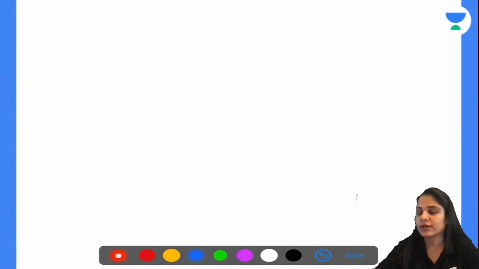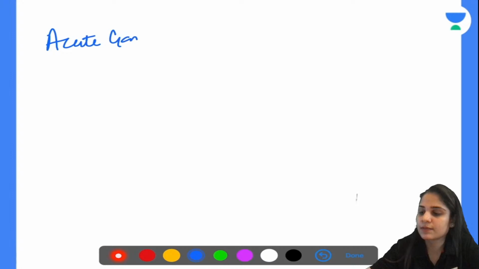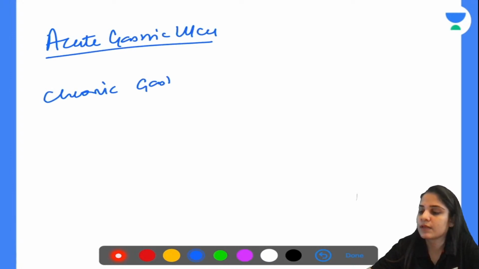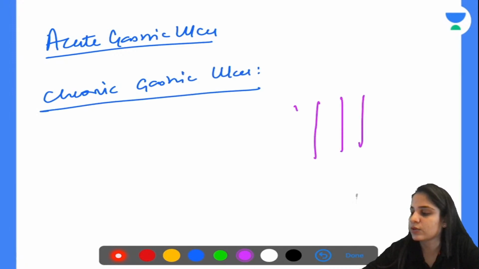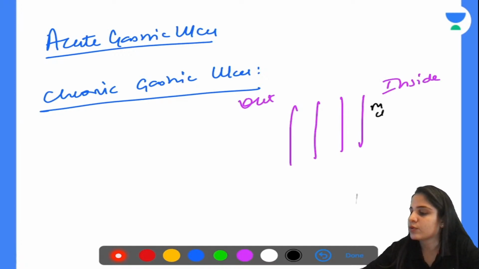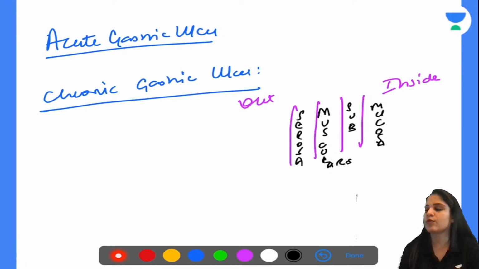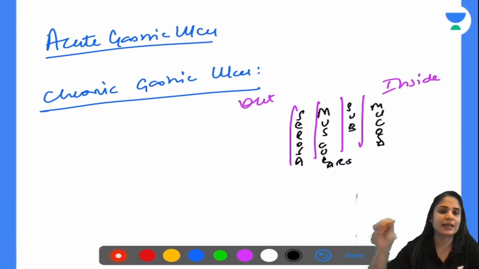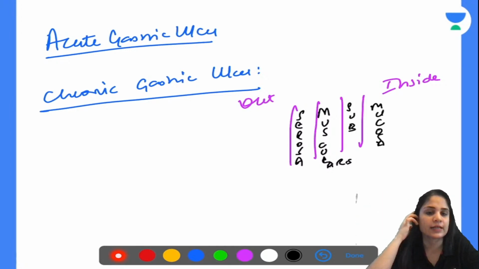Okay. Now, questions that they ask about gastric ulcer. Acute gastric ulcer involves which layers? Chronic gastric ulcer involves which layers of the stomach? Okay. So if you see the stomach from inside to outside, what do you have? You have mucosa, you have submucosa, and you have the muscularis layer, and you have the serosa. Now, based on these 4 layers of the stomach from inside to outside, tell me acute gastric ulcer involves which layers and chronic gastric ulcer involves which layers?